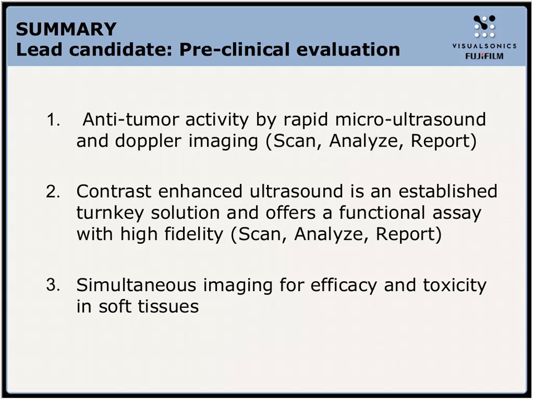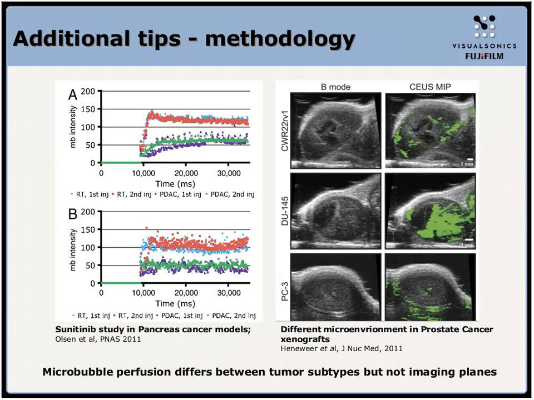Now, before I close this first part of the talk, I'd like to also share some additional tips that have been reported in the literature. This is a sunitinib study where the authors wanted to find out if, in large tumors, the contrast intensity changes depending on the imaging plane. So here on the top graph is a pancreas tumor. The blue was the time intensity curve achieved in imaging plane number 1, and the red is the time intensity curve achieved in imaging plane number 2. You can see that since they sit on top of each other, it can be concluded that the microbubble perfusion does not depend on the imaging plane, at least in this tumor type.